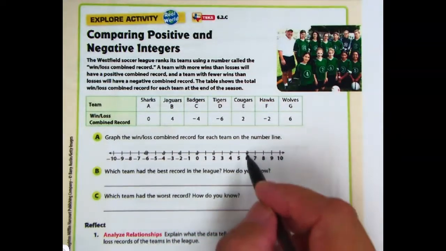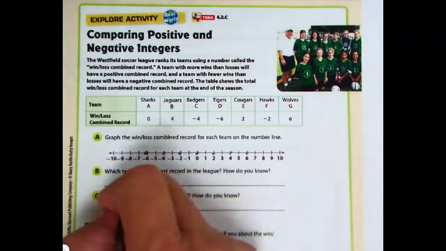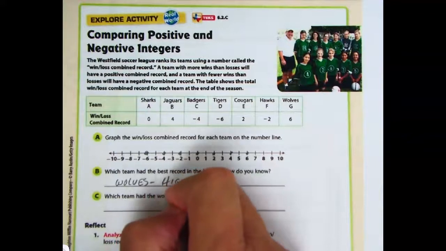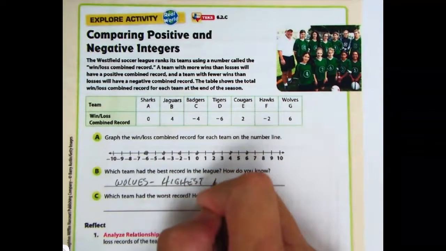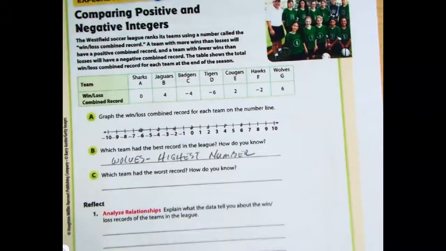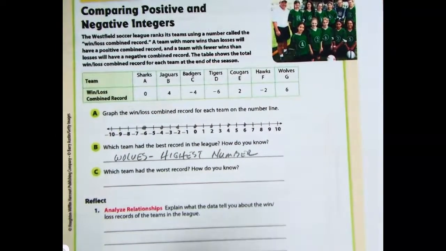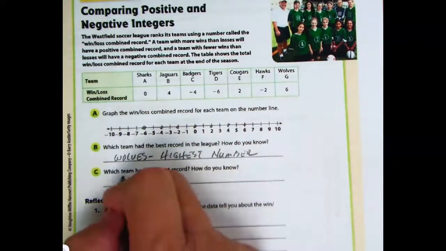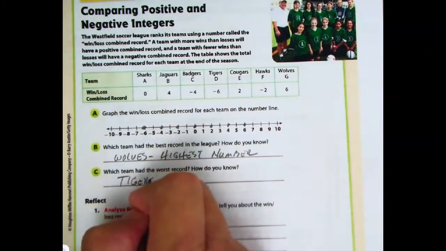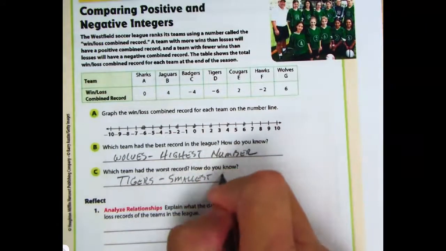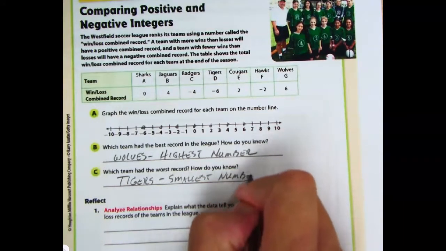How do you know? Well, it's the +6, which is the Wolves, because that's the highest number. Then it says, which team had the worst record? Well, that would be the smallest number, which in this case is a -6, which is the Tigers, because it's the smallest number.